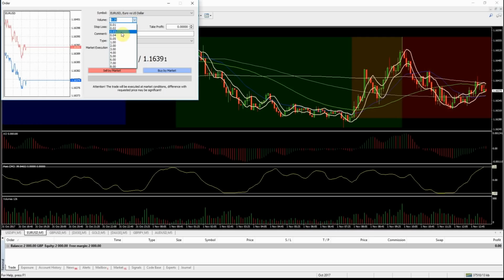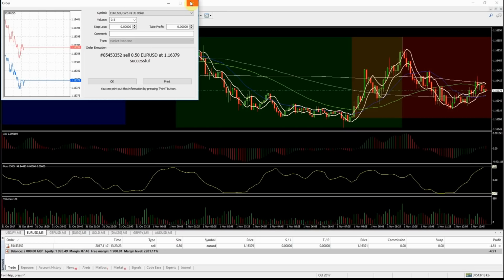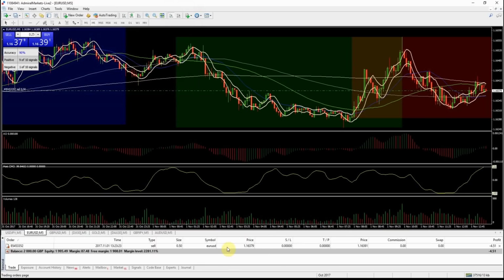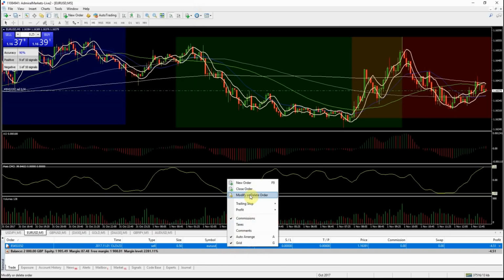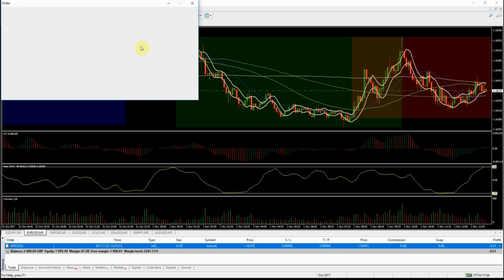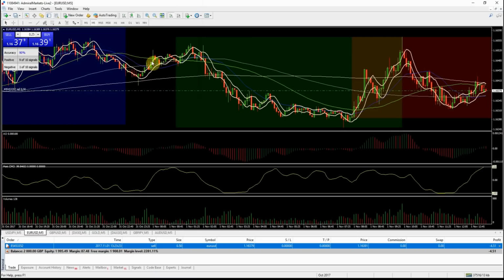And I'm going to go in with half a lot. So I'm selling the market. Okay, and I need to modify this. I need to enter a stop. Just do that again. I've got some stuff running at the moment, so running a little bit slow here.